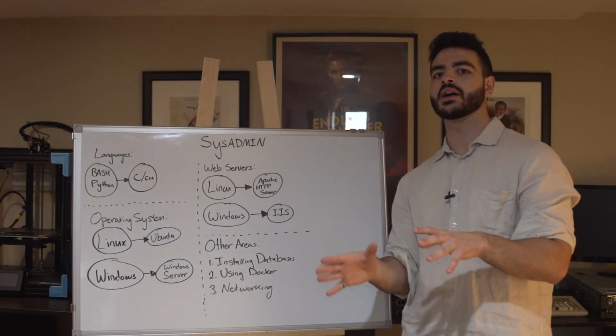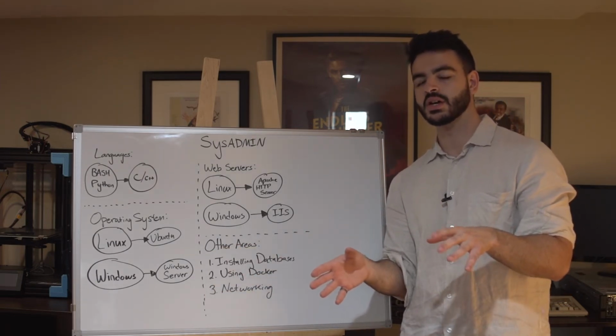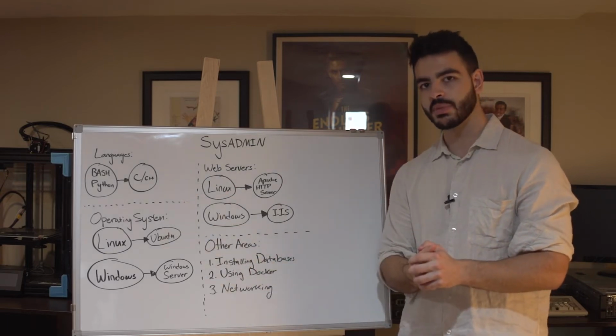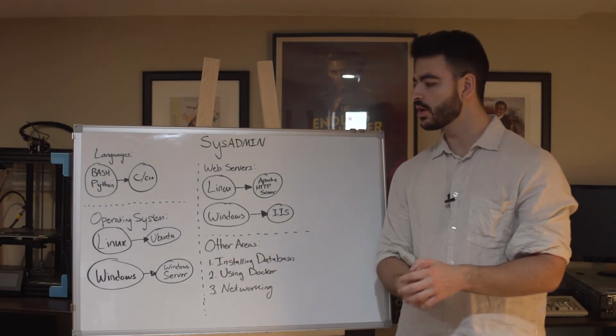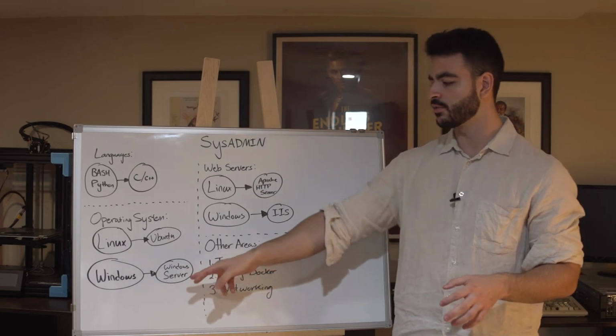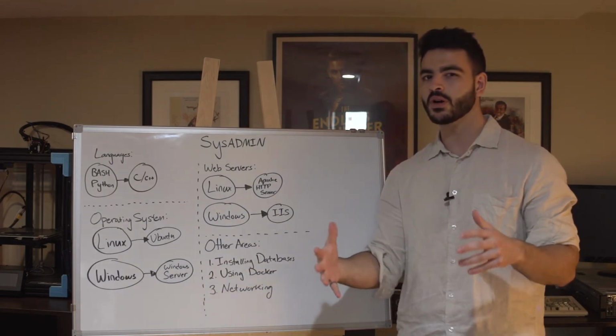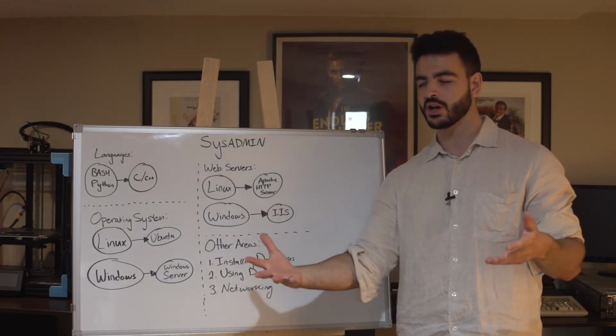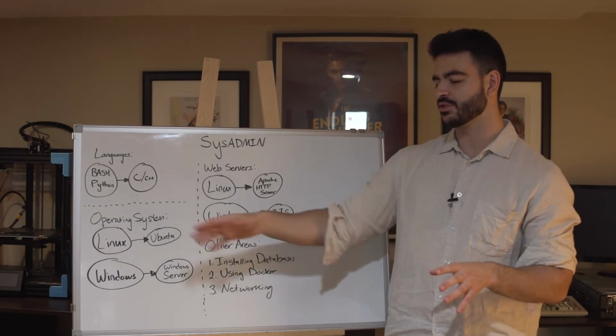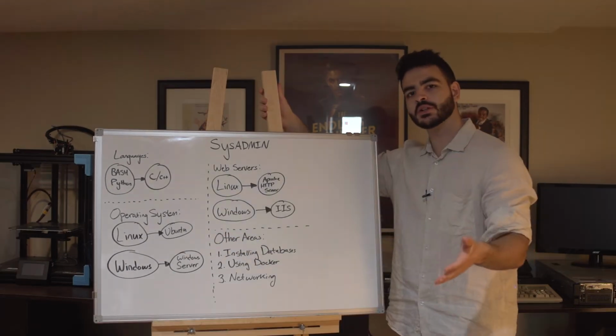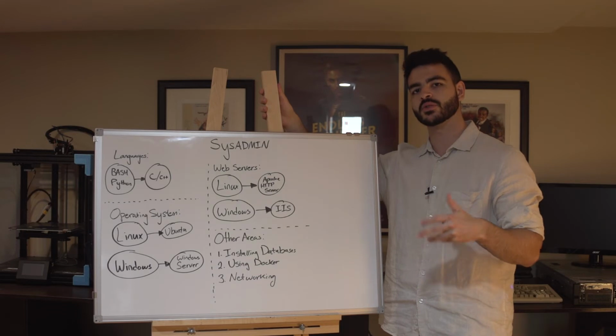Now there's two different paths that you can take with operating systems. You can go a Linux distribution path and learn something like Ubuntu, or you could go the Windows path and learn Windows Server. If you really want a wide range of possible jobs, I would highly suggest learning something like Ubuntu. Once you pick your operating system, you're going to want to learn how to serve content on the web.